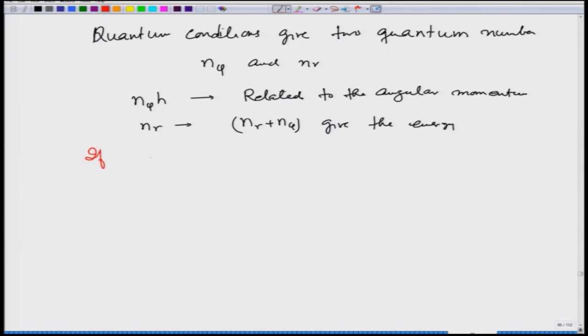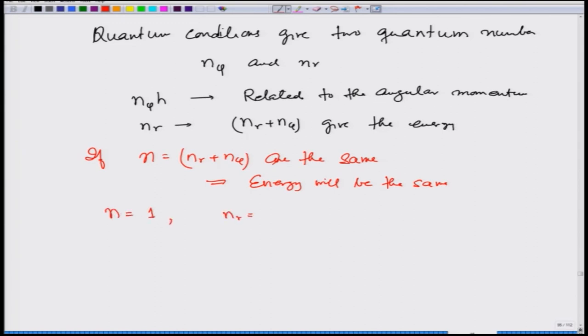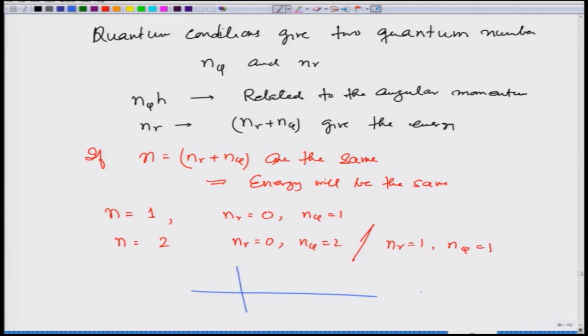So, if n equals n_r plus n_phi are the same, energy will be the same. However, these are two different orbits. For example, suppose n is equal to 1, I could have n_r equals 0 and n_phi equals 1. Suppose n equals 2, I could have n_r equals 0 and n_phi equals 2, or n_r equals 1 and n_phi equals 1. They both give the same energy. Now, what kind of orbits would they be? If n_phi is 2, I would expect this to have less eccentricity, and that could be a circular orbit. If n_phi is 1, that is less of an angular momentum, so it could be an elliptic orbit.